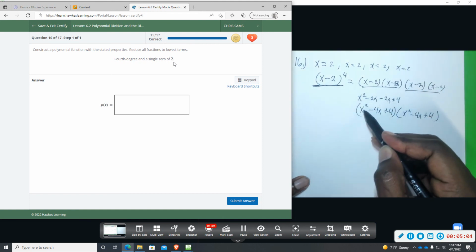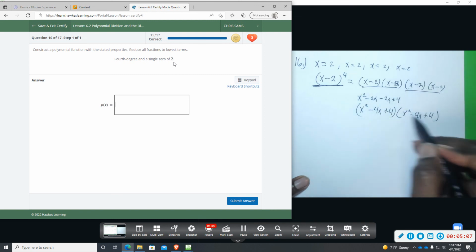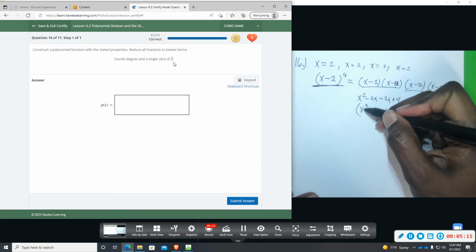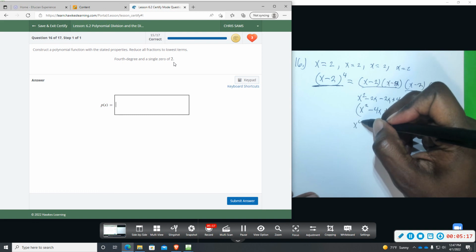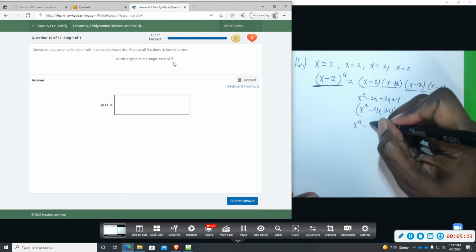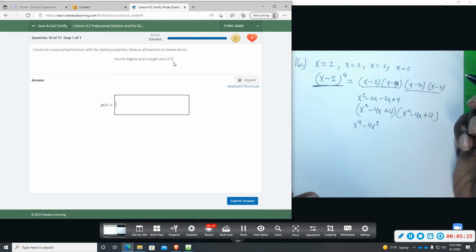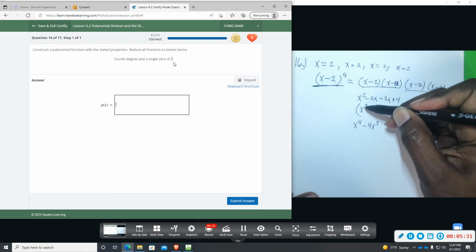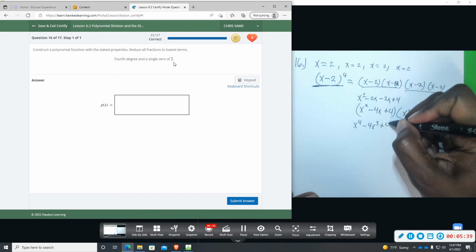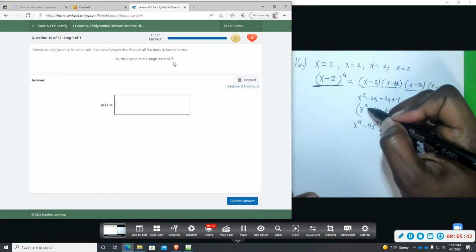So I would just do x squared times all these terms, negative 4x times all these terms, and then positive 4 times all these terms. And then we'll be combining like terms, and we'll be done. So x squared and x squared will give me x to the 4th. X squared and a negative 4x will give me a negative 4x cubed. And then x squared and positive 4 will give me a positive 4x squared. All right, so I'm done with this one.